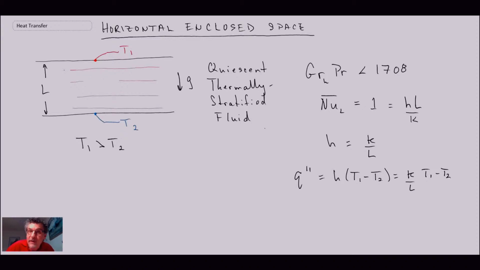That looks very much like Fourier's law. Remember, Fourier's law had k dT/dx. Well, that's essentially what we're getting here. We have T1 minus T2 divided by L, so that would be the gradient of the temperature. That is why we have the Nusselt number equal to 1 for the thermally stratified fluid. So that one is only so interesting.